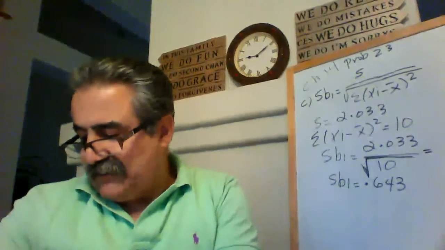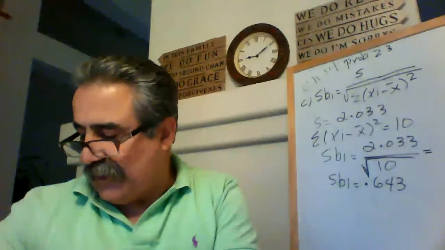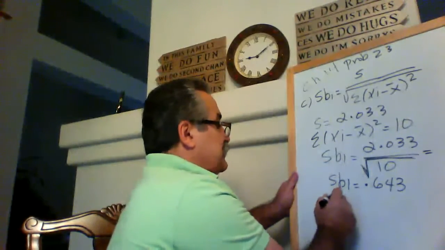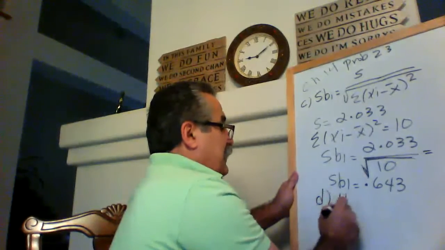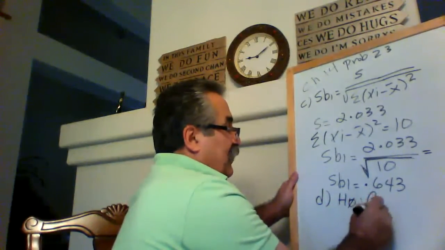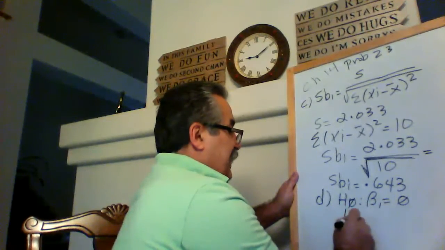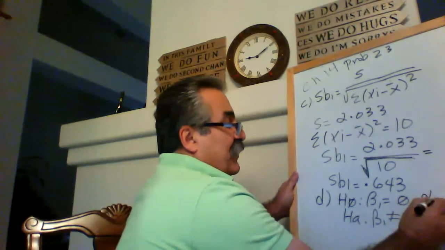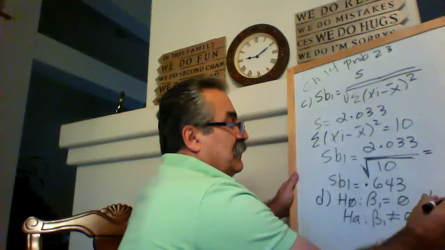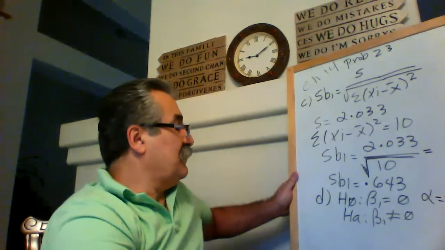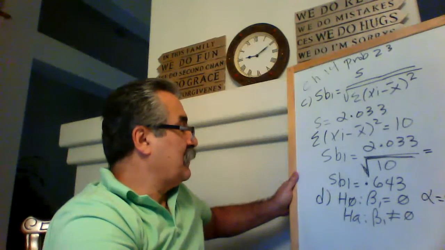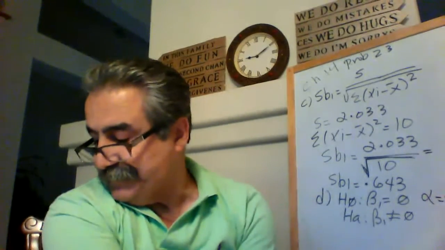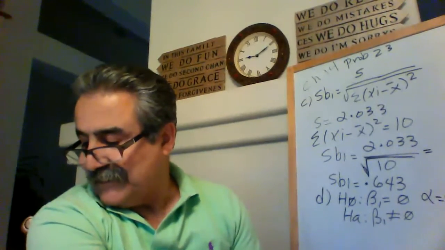For part D, use the t-test to test the following hypotheses. H0 states that beta 1 is equal to 0. HA states that beta 1 is not equal to 0, with alpha equal to 0.05. Okay? This is for part D.